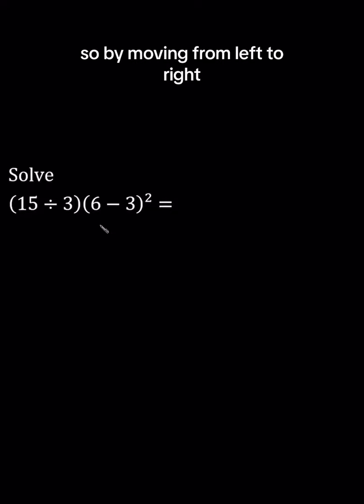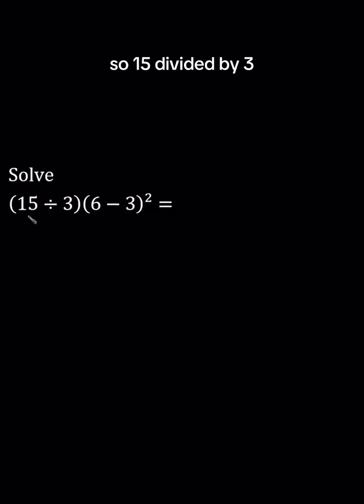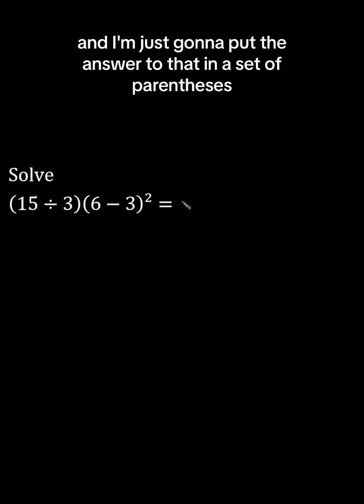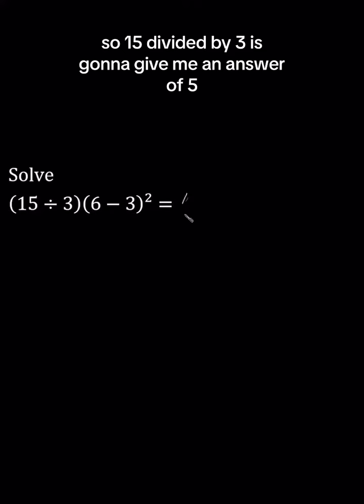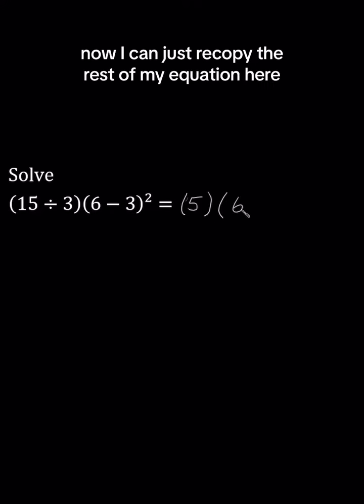By moving from left to right, that means I should first deal with the first parentheses on the left. So 15 divided by 3. I can solve that first, and I'm just going to put the answer in a set of parentheses. So 15 divided by 3 is going to give me an answer of 5. Now I can just recopy the rest of my equation here.